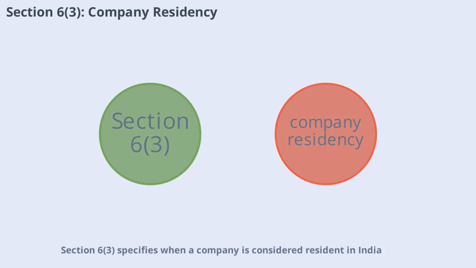Section 6(3) specifies when a company is considered resident in India. A company is resident if it is registered in India or if its place of effective management is in India during the relevant year. The place of effective management refers to where key management and commercial decisions are made. This ensures that companies with significant operations in India are taxed as residents.